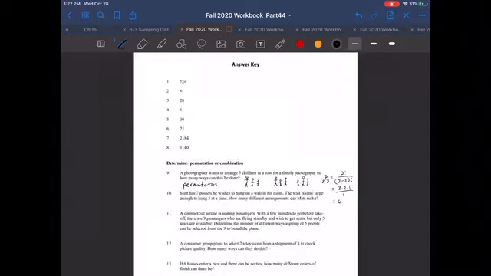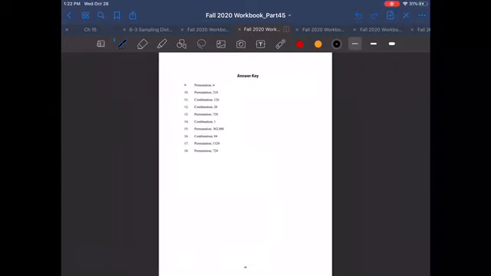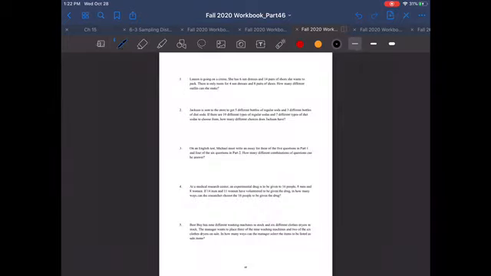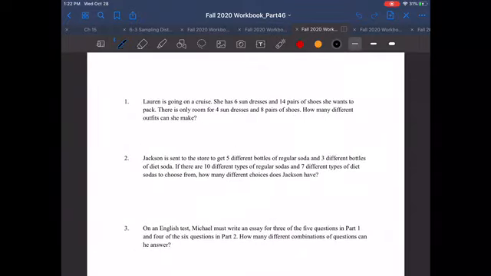Okay, after that, we can come over here, and I think we have some more problems. For this one, it says, Lauren is going on a cruise. She has 6 sundresses and 14 pairs of shoes she wants to pack. There is only room for 4 sundresses and 8 pairs of shoes. So how many different outfits can she make? Again, what you're trying to do here is figure out, are they asking you combinations or permutations? And then you're going to try and put these together.